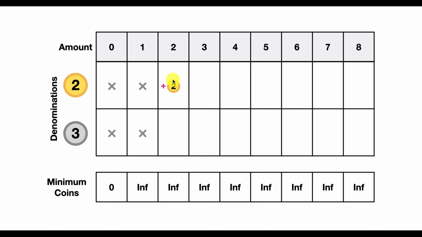So 2 minus 2 is 0. The minimum number of coins to reach 0 is 0, so it's just 1 coin, which is the 2 coin. Then for 3, 2 minus 3 is negative 1, so it's not valid, so there's not an answer. So the solution to this subproblem is 1. The 1 2 coin, because we subtracted 2 minus 2 is 0, 0 plus 1 additional coin is 1.